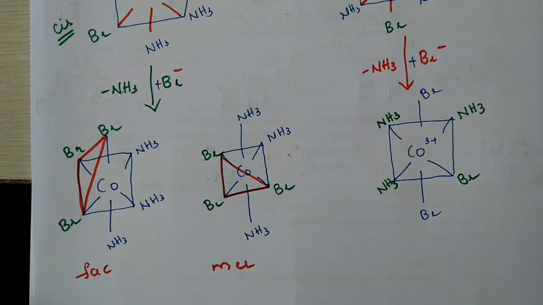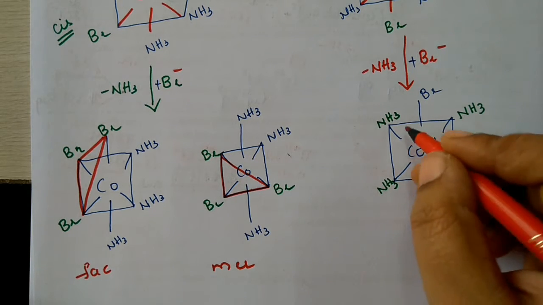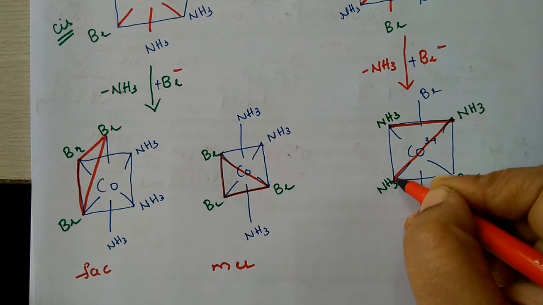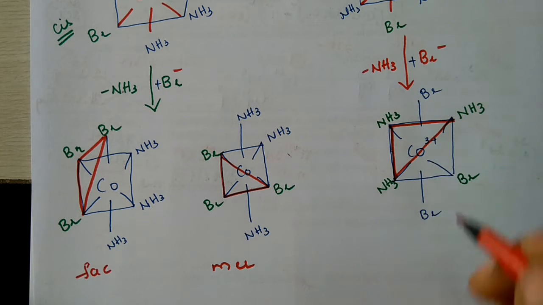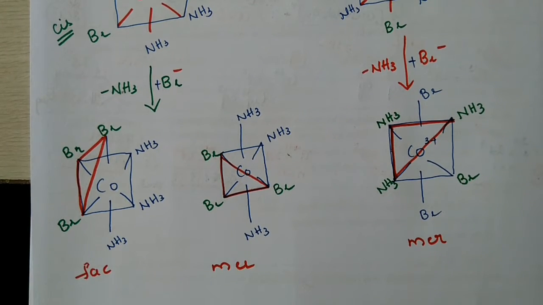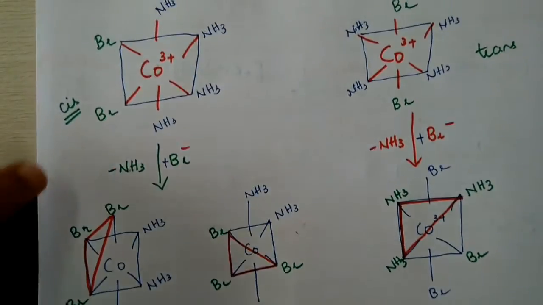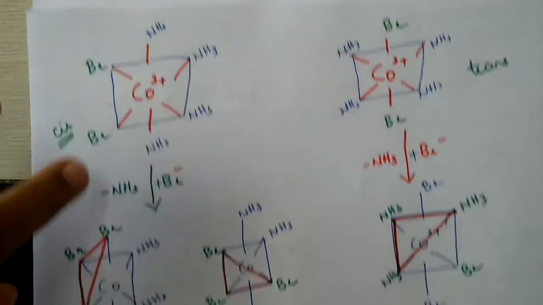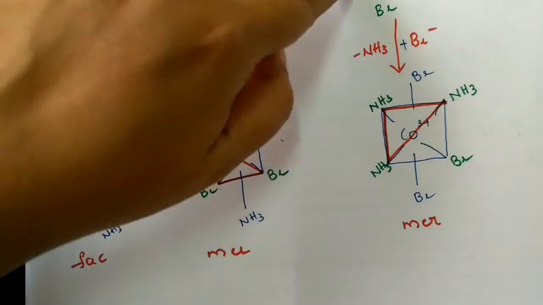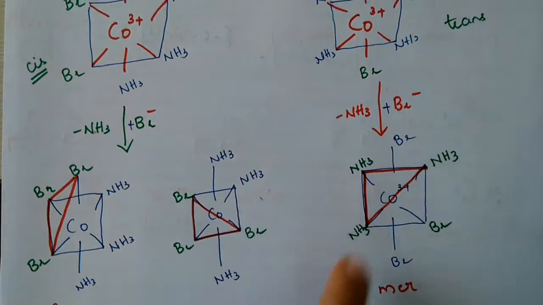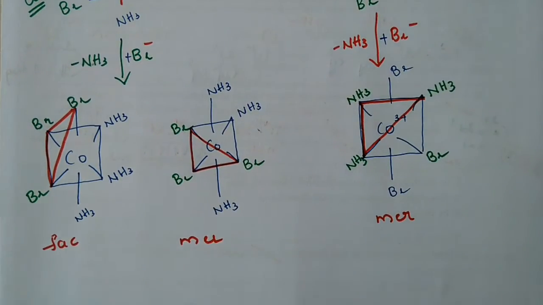If you check in this complex, you can observe only one form. However you do it, you'll get only this form. That is only the meridional isomer you are going to get. So if the reactant is in cis form, then you'll get two isomers. If the reactant is in trans form, then you'll get only one isomer. So that is the thing.